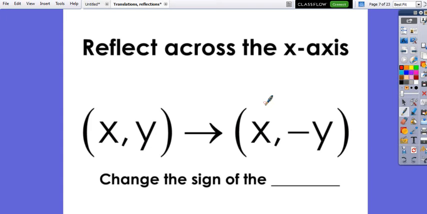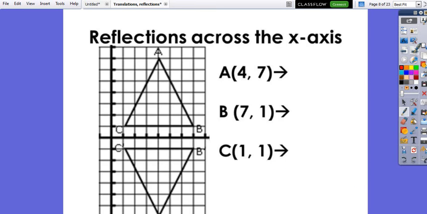Alright, so what we're doing when we reflect across the x-axis is we are simply changing the sign of the y value. Fill that in. Changing the sign of the y value. So when I change the sign of the y values but leave the x values the same, it causes a flip. So here we have reflections across the x-axis. This is the same one or similar to the one that's on your worksheet.